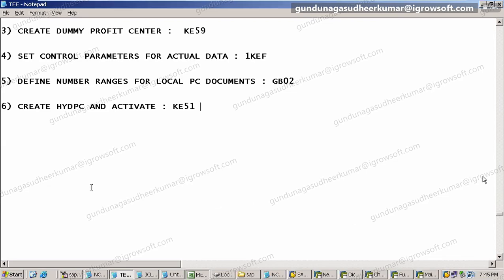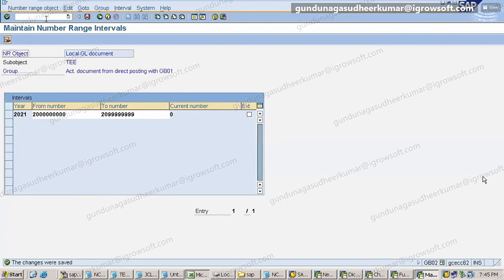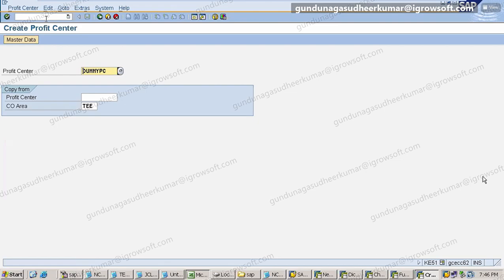Now, so create Hyderabad Profit Center. Okay, now go here like this, KE51. So go like this, /n KE51. Now we have just now created a dummy profit center. Now I'm not creating dummy. I'm creating actual. HYDP. Okay, note down. KE51 is to create the profit center.